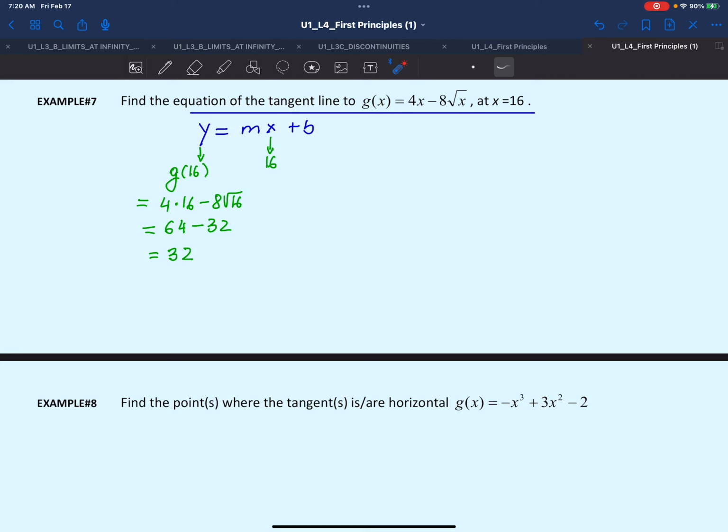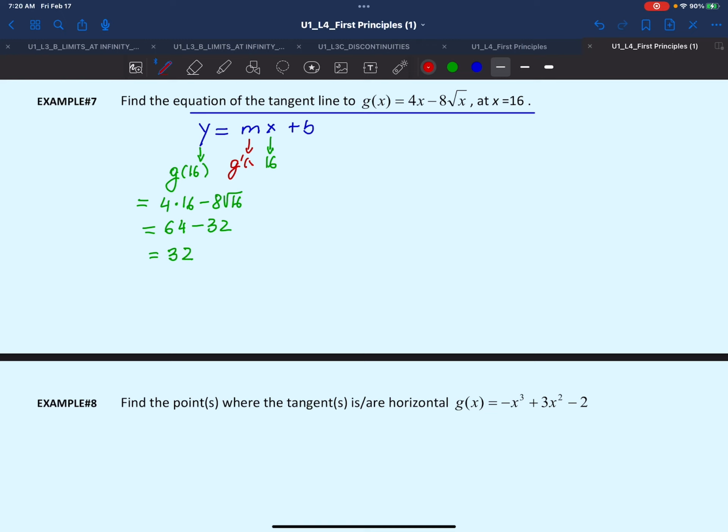So let's take a look at the rest of the letters in the equation. Check and see what else we can find or what else we have. So we got y, we got x. We don't have the b value or the y-intercept, but we can figure out what the slope is. Recall that the slope is also described as the derivative of the function.